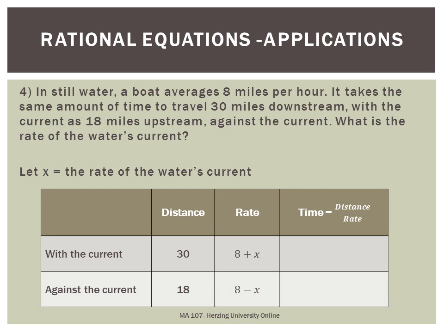Let x equal the rate of the water's current. Let's set this problem up by using a table. The distance traveled with the current is 30 miles, and the distance traveled against the current is 18 miles. The rate of the boat going with the current is 8 miles per hour plus the rate of the water's current, which is x. The rate of the boat going against the current is 8 miles per hour minus the rate of the water's current, which is x. We are subtracting x from 8 because we are going against the current. The next step is to fill in time, which is distance divided by rate.